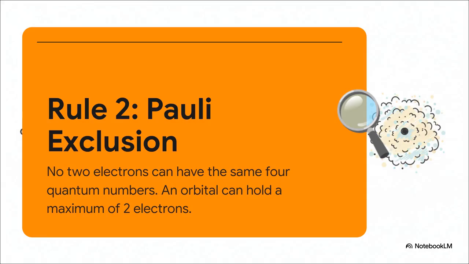Rule number 2 is the Pauli exclusion principle, and this is a deep fundamental rule of nature. It says that no two electrons in an atom can have the exact same 4 quantum numbers. It's like saying no two people can have the exact same full address, right down to their name. An orbital can hold 2 electrons max, but only if they have opposite spins. Every single electron gets its own unique identity.